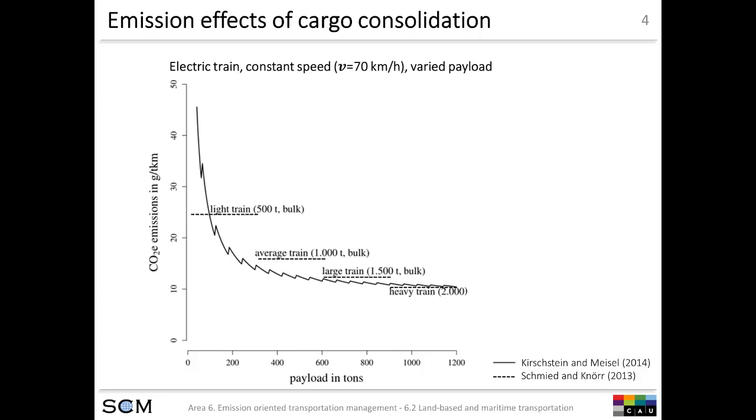You see some spikes here. The spikes result from the need to add a further rail car to the train if you want to transport 1 more unit of cargo. So each time you attach an empty rail car, moving this empty rail car requires additional fuel. And if this empty rail car is not fully loaded, if it has just 1 ton of cargo on its back, we see this spike here. And then if the rail car is further loaded with additional units of cargo, the emission rate per ton kilometer decreases.